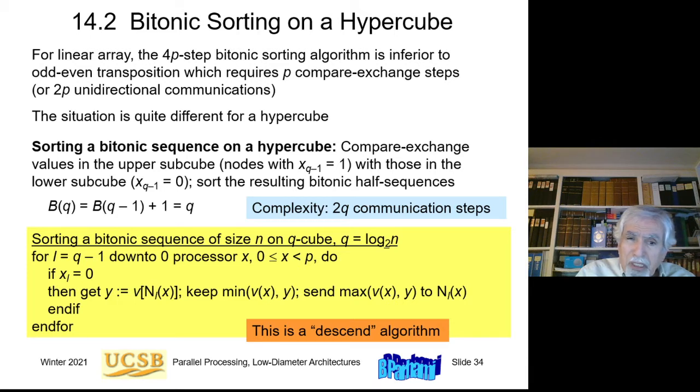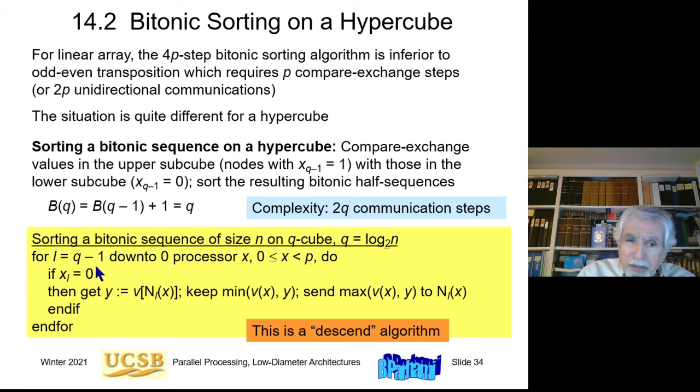Okay, so bitonic sequence sorting will require logarithmic, log P time, or Q steps, because if I unroll this, all these one terms, there will be Q of them. So the time for bitonic sequence sorting is Q bidirectional communication steps, or 2 times Q unidirectional communication steps. So this is the algorithm for the hypercube.